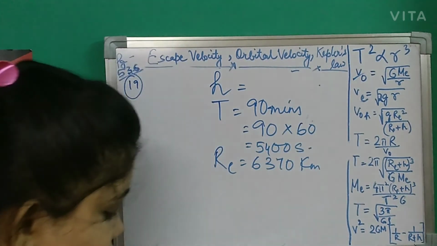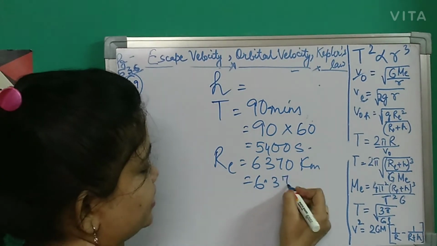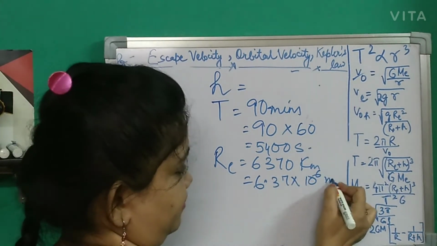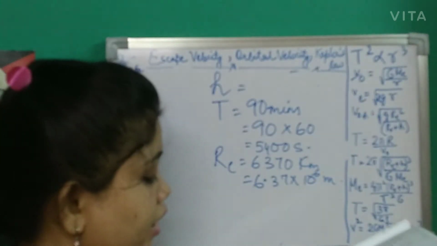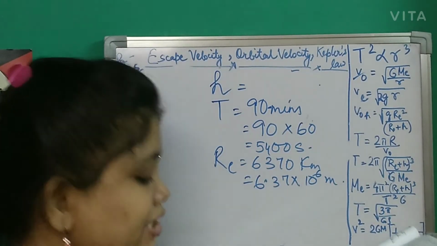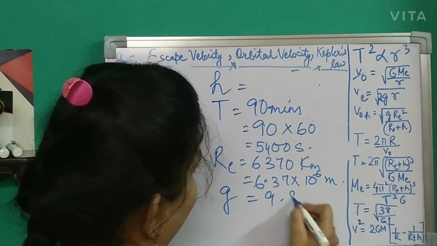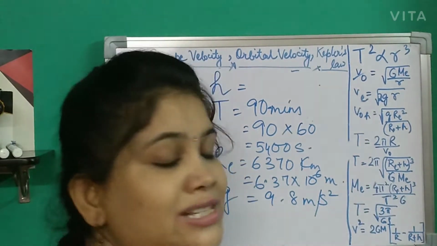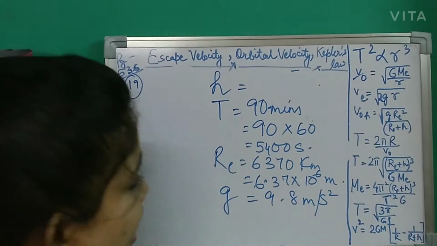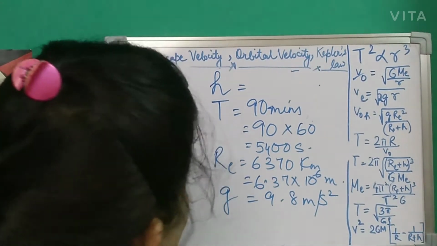You can convert it into meter, so it is 6.37 into 10 to the power 6 meter. I have already taught you how to convert kilometer to meter. And the acceleration due to gravity g is given as 9.8 meter per second square. So these values are given to you and you have to find out the value of h.